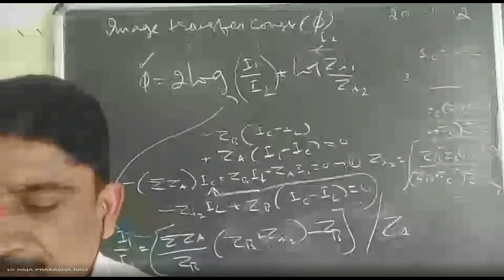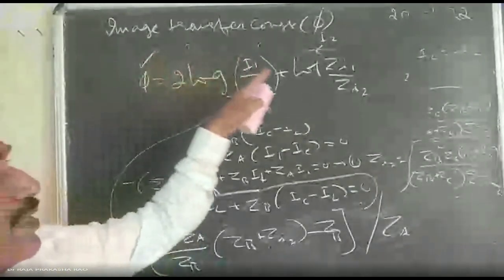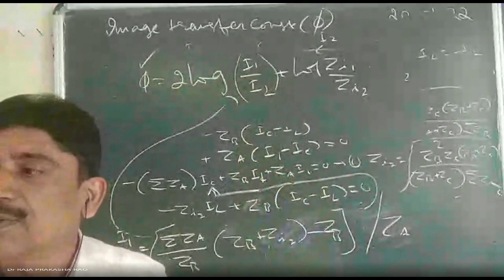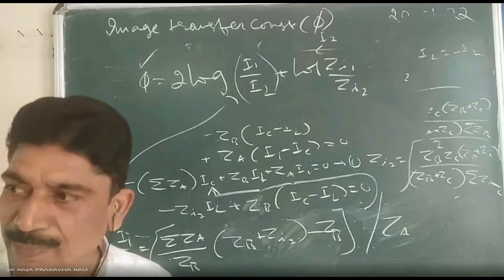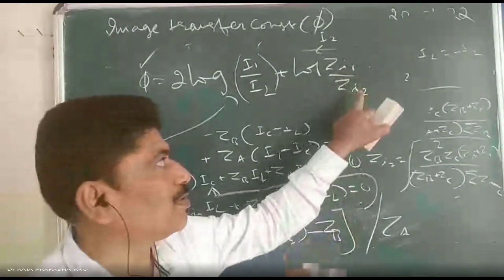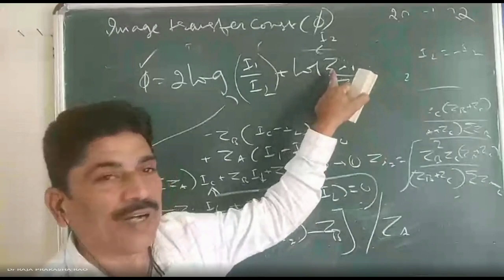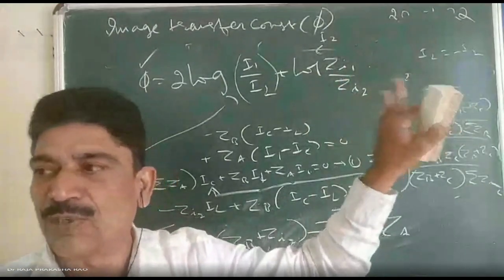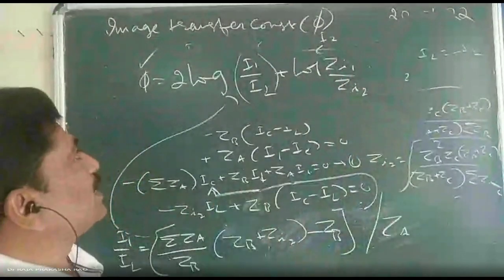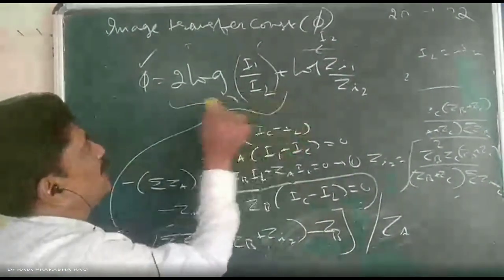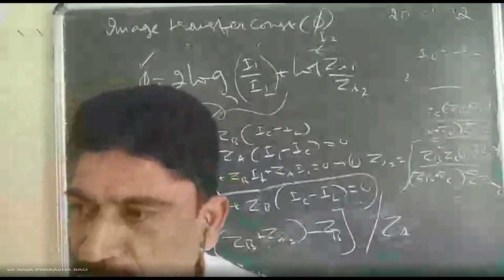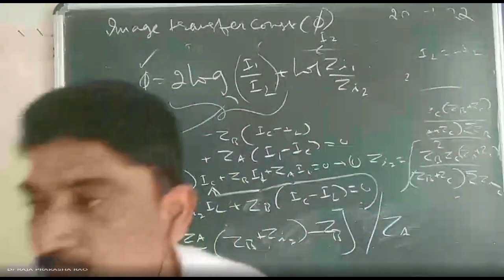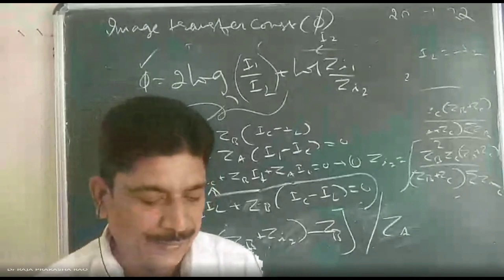Before that, you should find out this image transfer function for a symmetric network. For a symmetric network, ZA will be equal to ZB. When ZA is equal to ZB, ZI1 will be equal to ZI2, so it will be log 1. Log 1 to any base is equal to 0. So for a symmetric network, we need to find only 2 log into I1 by IL. I hope you understood well. In the next class, we will do some examples so that the concept will be clear.